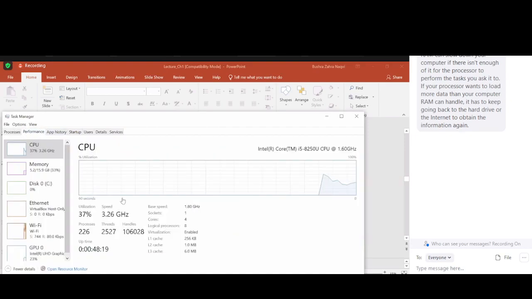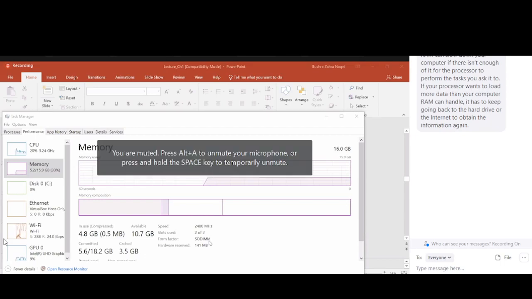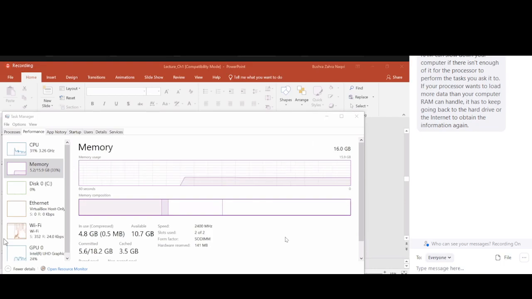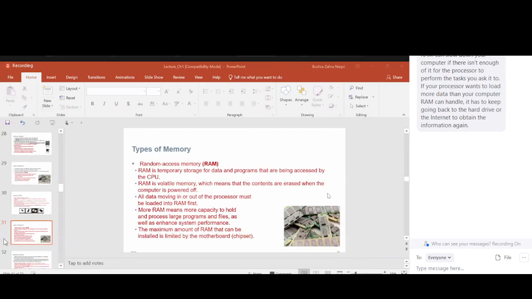Ma'am, I think it's Control Shift Escape. Yeah, so there is a performance tab, right? If you go to the memory, I have SODIMM type of memory, that's a memory module, right? That is a module which is basically used inside laptop computers. You check it out, if you are using a laptop, it's going to be SODIMM kind.